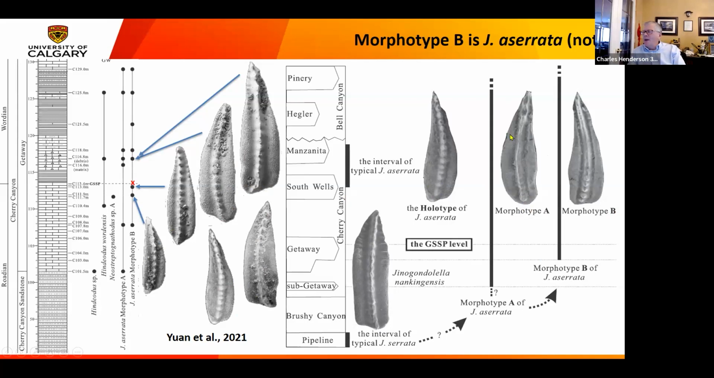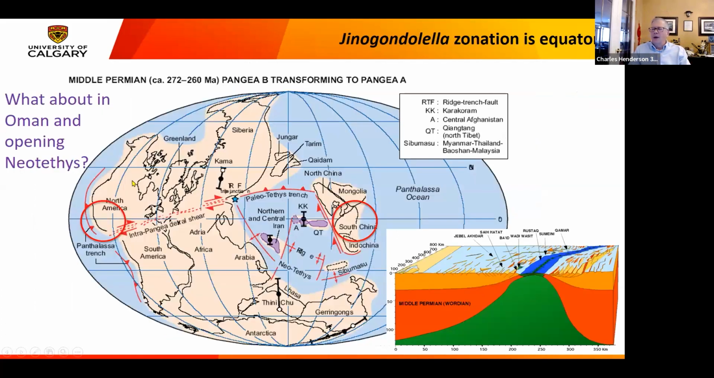And so morphotype A, I think Dongxun was correct to do this, because Bruce Wardlaw had added a number of forms like this into the definition. Bruce Wardlaw changed the original definition of A. serrata. We probably don't need to do that. We should not do that. And I'll give you an idea why.